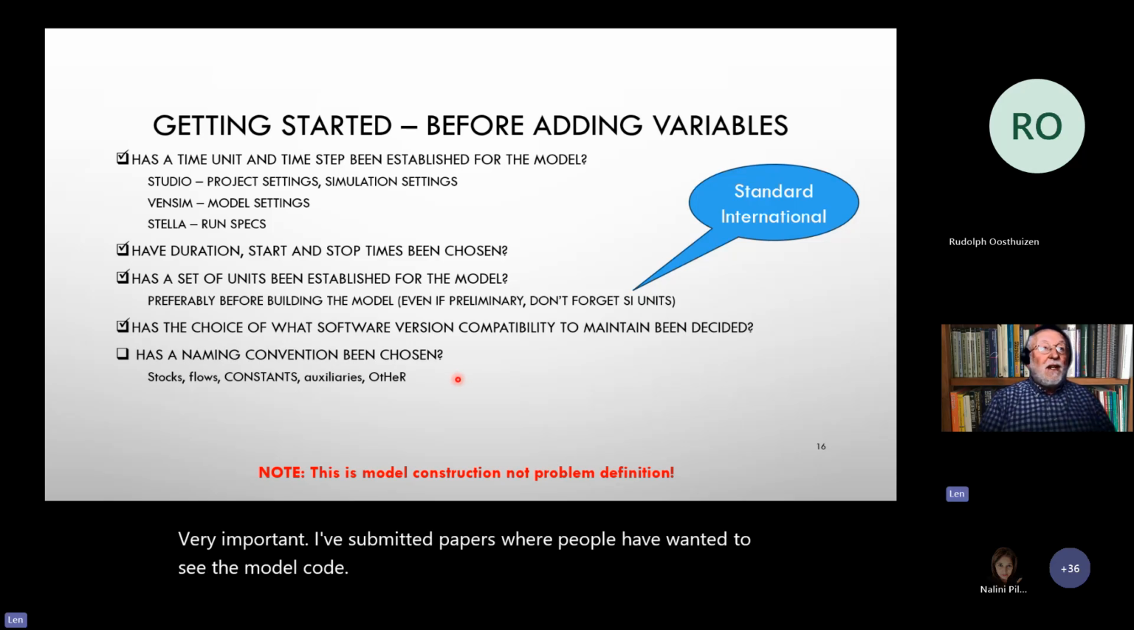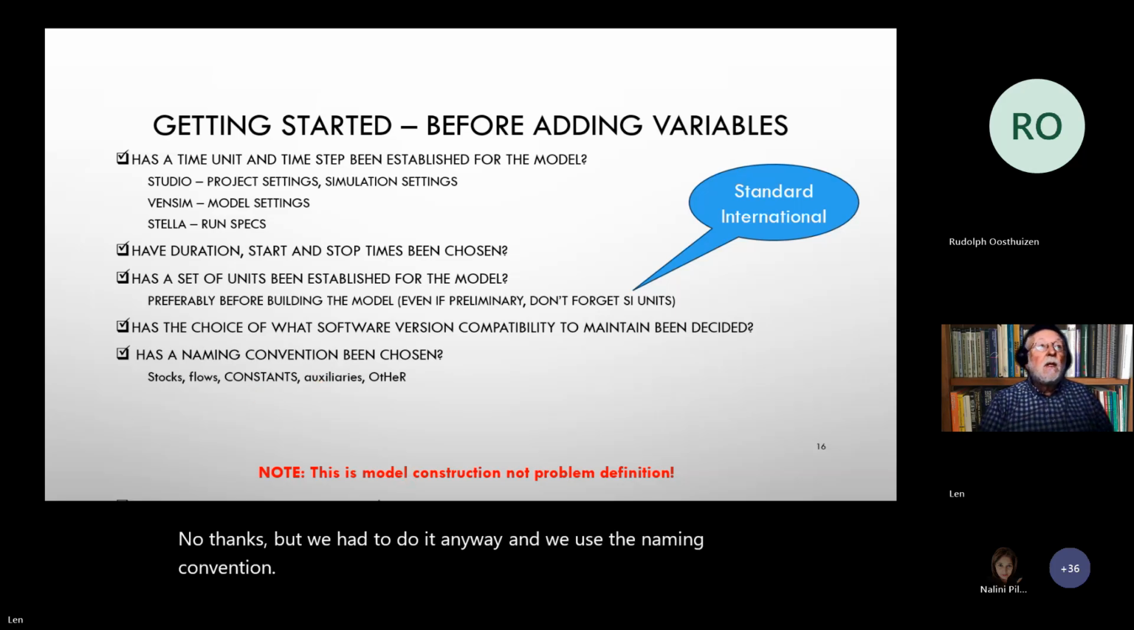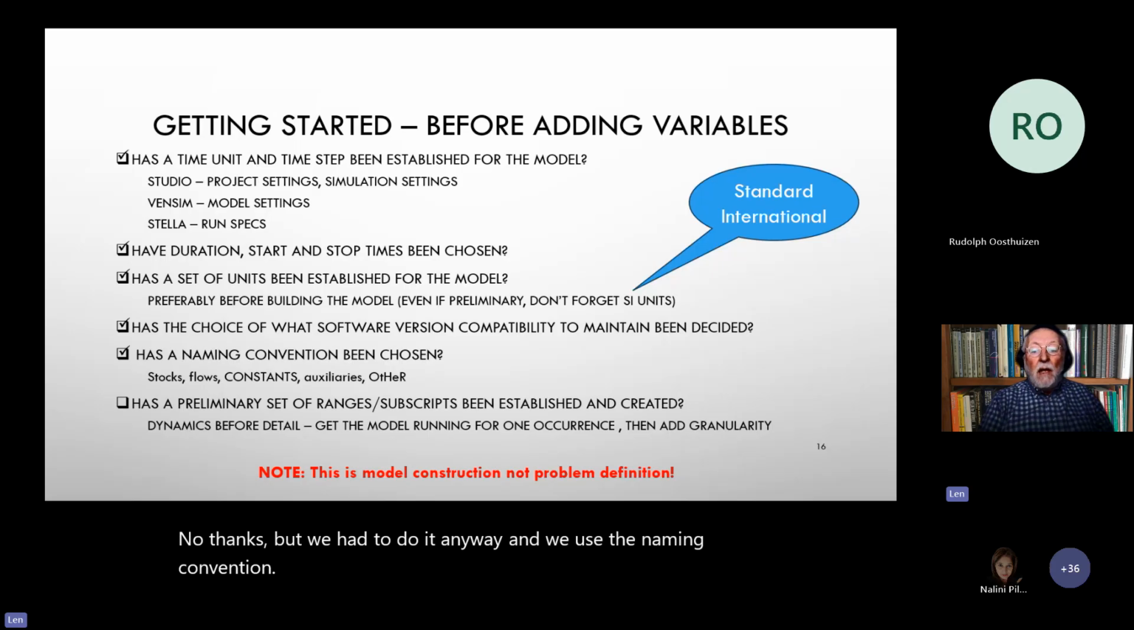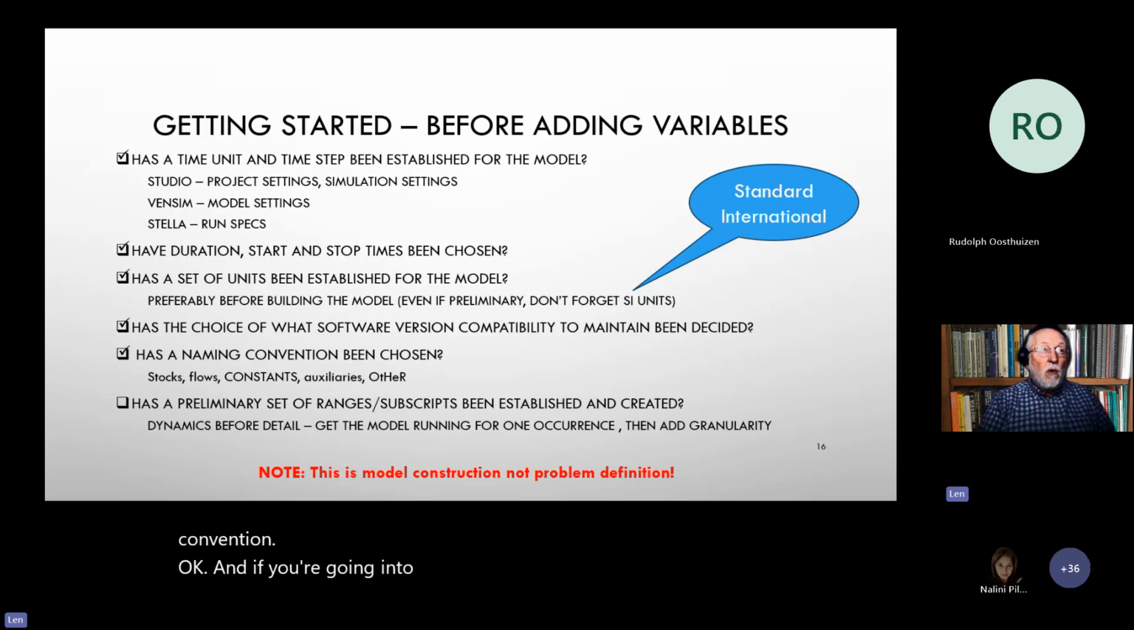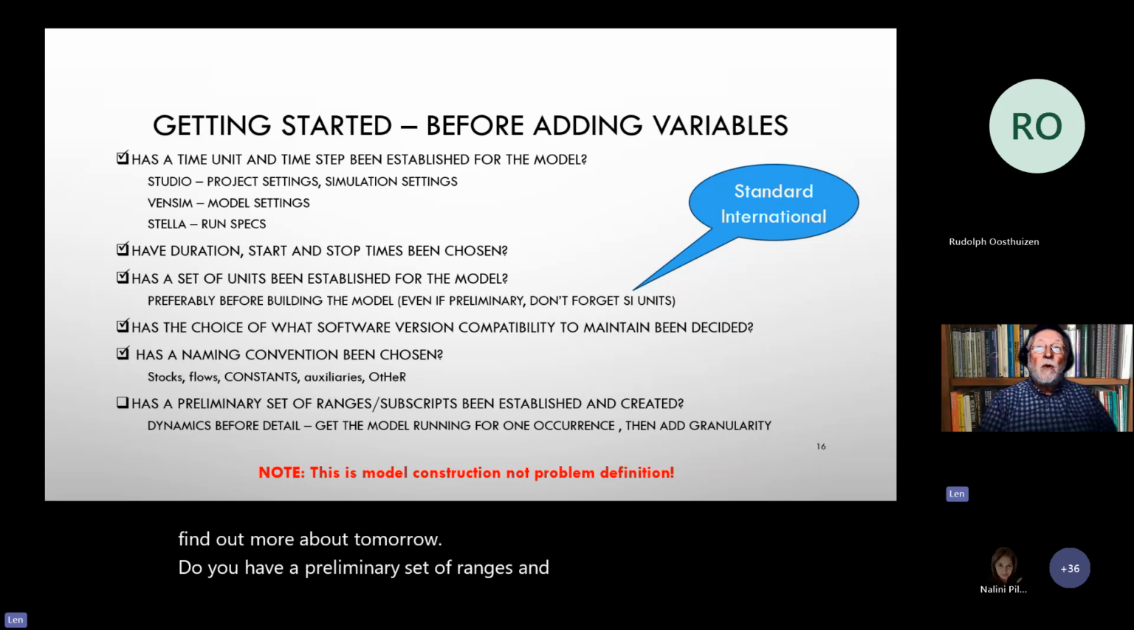No thanks, but we had to do it anyway, and we used the naming convention. Okay. And if you're going into detailed models, which I guess you'll find out more about tomorrow, you have a preliminary set of ranges and subscripts. How disaggregated a model are you going to create? One tip is don't do that at the start. Get your dynamics working and then add that kind of detail.